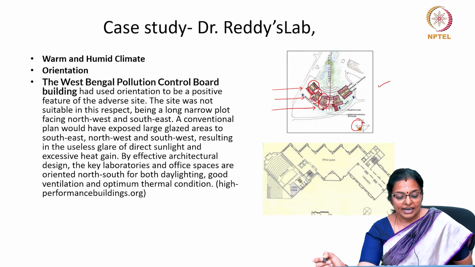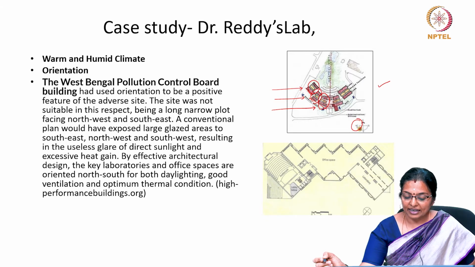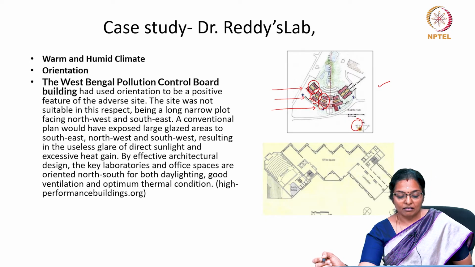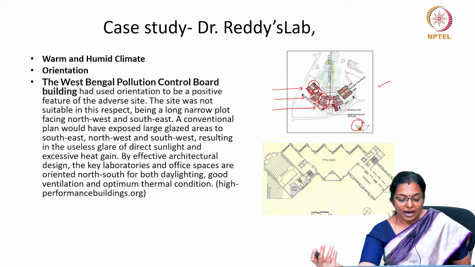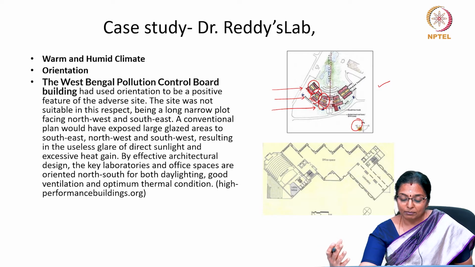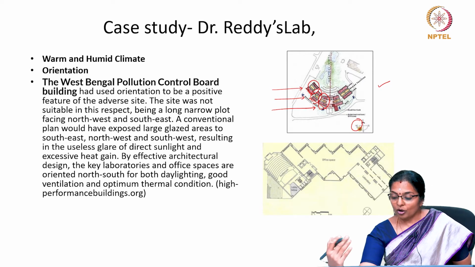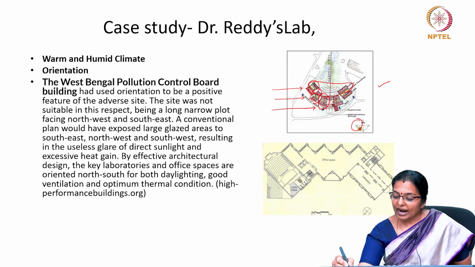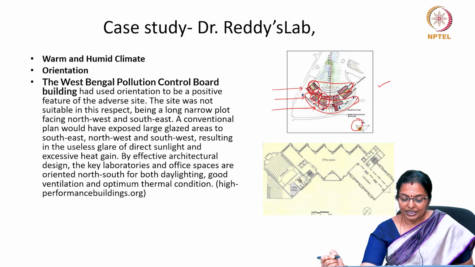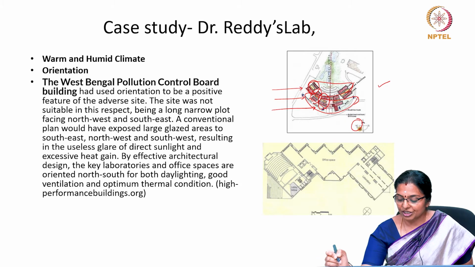So, this site was actually not suitable in that respect, but it was a long narrow plot facing the northwest and southwest, and it resulted in useless glare of direct sunlight and excessive heat gain. By using effective design, the labs and office spaces are oriented along the north, this part, and the south, so that they get adequate daylighting, good ventilation and optimal thermal condition.